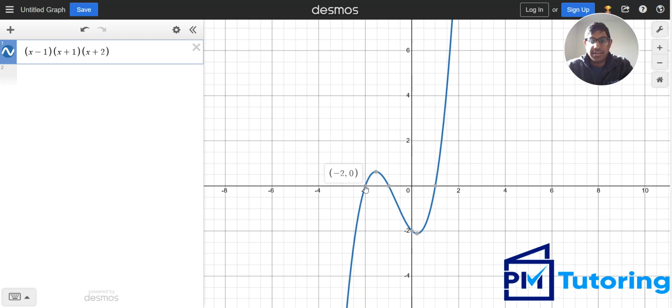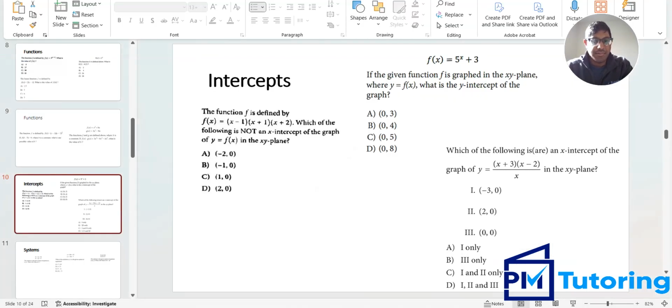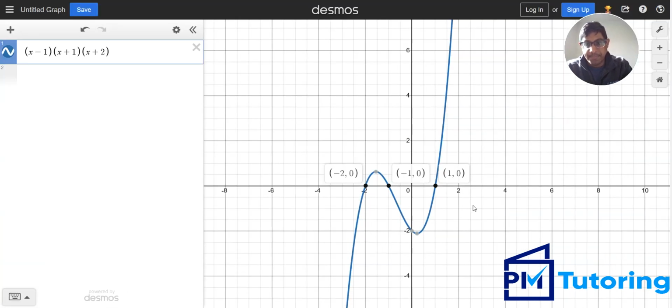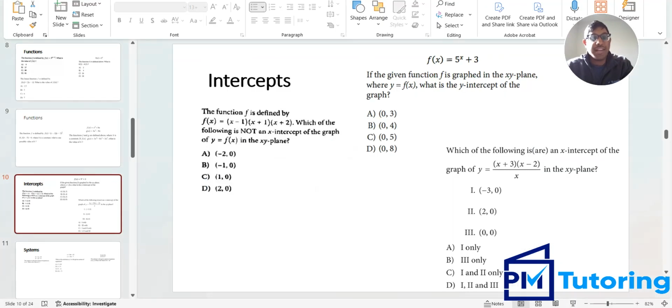Well, what we can do, we know we want our x-intercepts, so we can click on those three to make sure that we have them readily available. That's negative 2, negative 1, and 1. So negative 2, negative 1, and 1, those are all x-intercepts. But answer choice D, which is 2, 0, and here's 2, so not a point there. 2, 0 is not an x-intercept of this function.